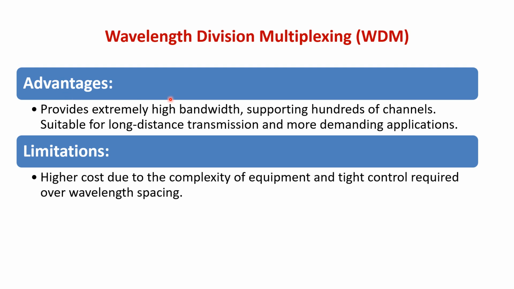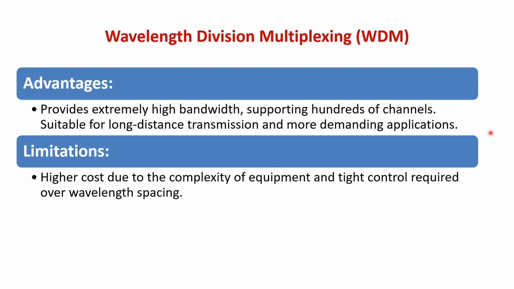The advantages of DWDM are high bandwidth. DWDM offers a significantly higher data capacity than CWDM. It supports up to 160 channels or more. This makes it ideal for high capacity networks like internet backbones and data centers.